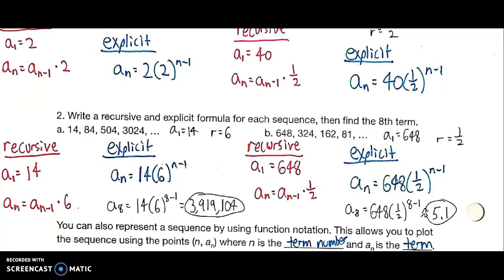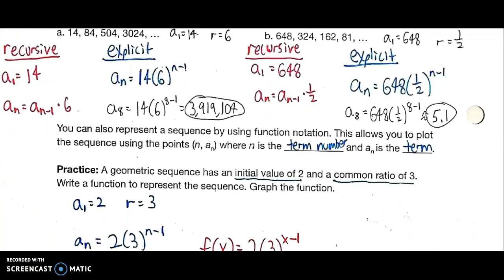Explicit, same two pieces. We start at 648. We're multiplying times a half, and we raise that to the n minus 1 as an exponent. That matches our formula. And again, if I want to find the 8th term, that's easiest to do with explicit. Just take 8 and substitute it into your formula for n, and that should give you a value of about 5.1 if we're rounding that to the nearest tenth.